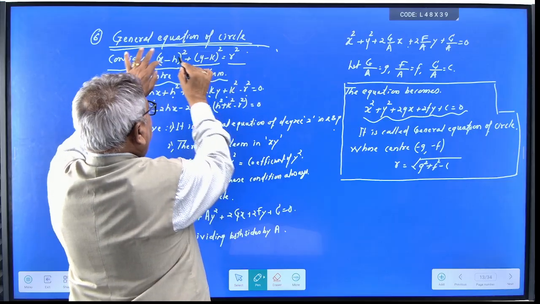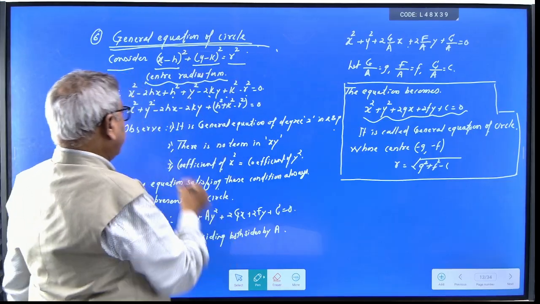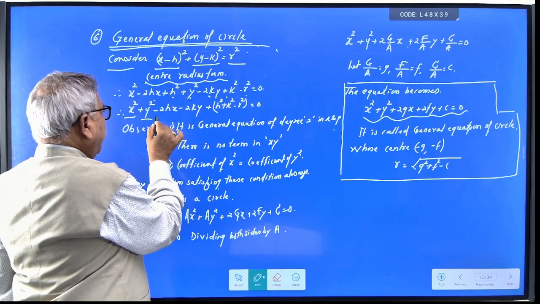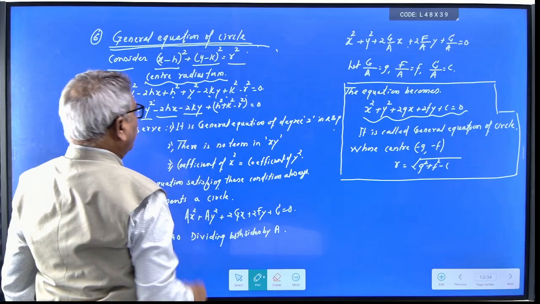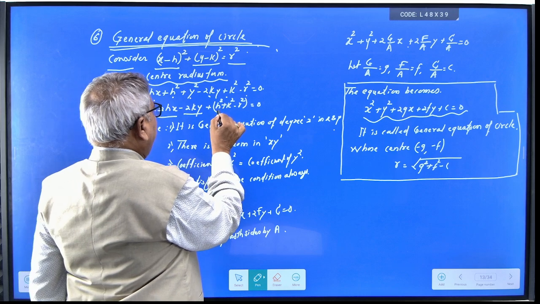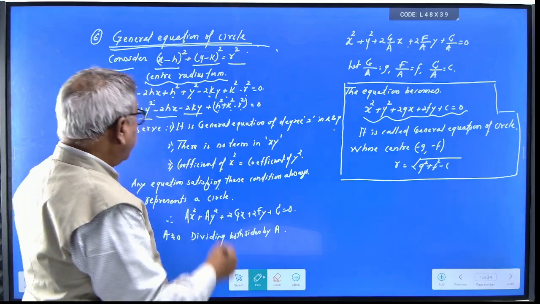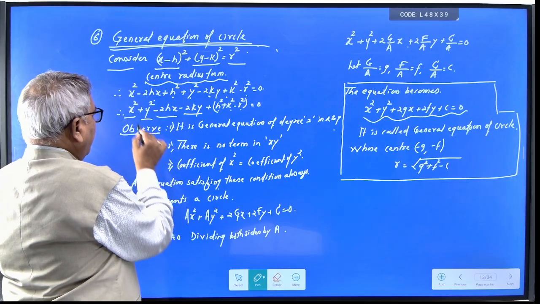I have simplified, expanding the squares and transferring r² to this side. Collecting the terms: x² + y² − 2hx − 2ky + (h² + k² − r²) = 0. Observe the equation. What do you observe?